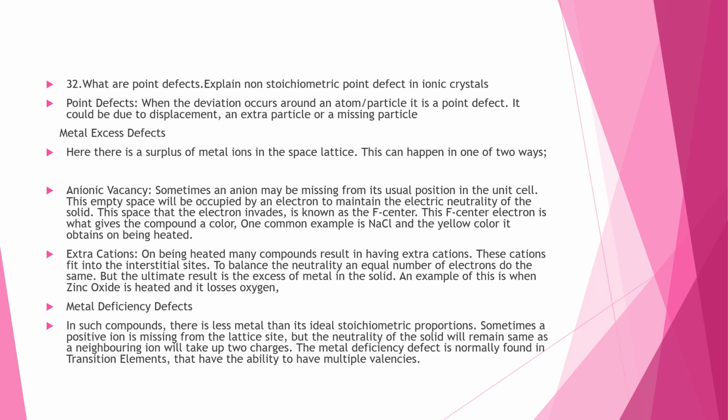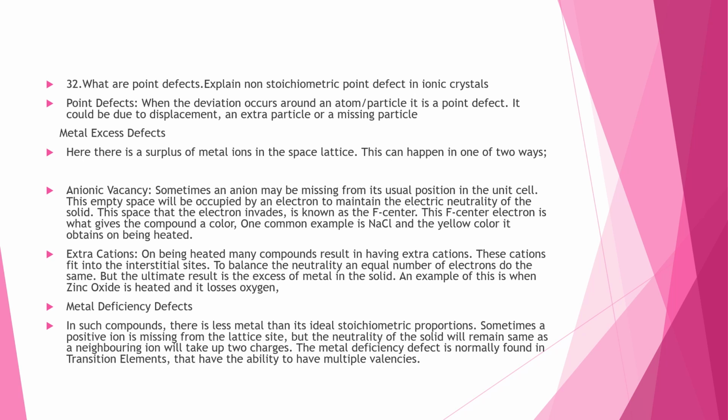Then metal deficiency defect is normally shown by compounds of transition metals, for example compounds of iron, nickel, copper, etc. A very good example is iron sulfide. Some of the transition metals are completely missing from the lattice. To maintain electrical neutrality, some other cations, that is Fe2 plus, will be converted into Fe3 plus. As a result, it will produce an extra electron.